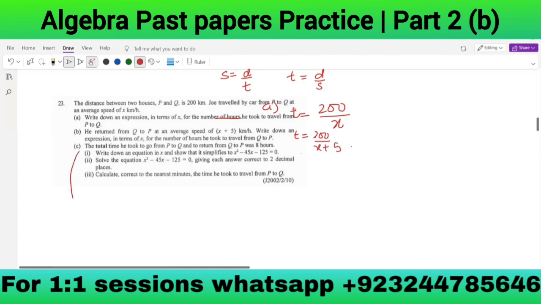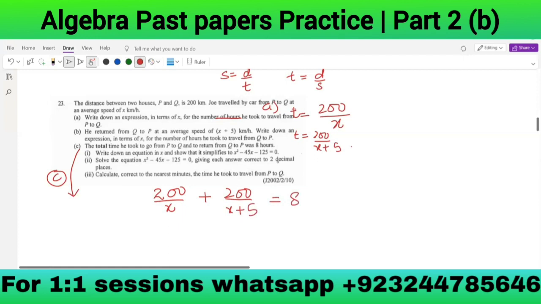For the third part, the total time he took to go from P to Q and return from Q to P was 8 hours. So total time was 8 hours. So we can write 200 by x plus 200 by x plus 5, which is equal to 8 hours.